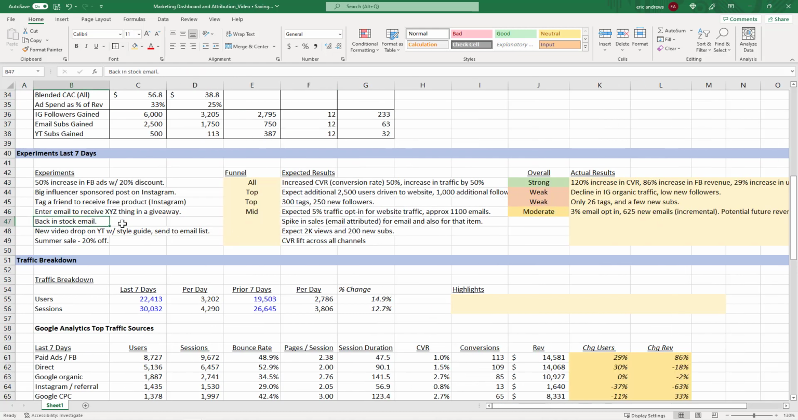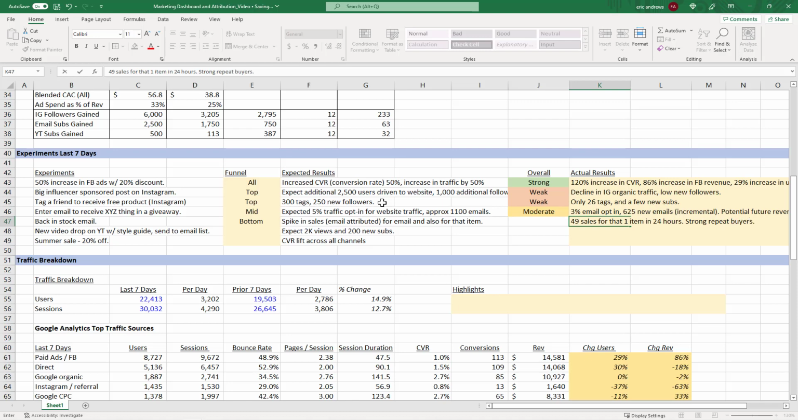So the next thing we did was we sent a back in stock email for a popular product that was out of stock. And so let's say that back in stock, this is obviously focused on conversion. So this is the bottom of the funnel. And let's say we got 49 sales for that one item in 24 hours. And typically each item on the website, let's say we only get 5 to 10 sales every 24 hours.